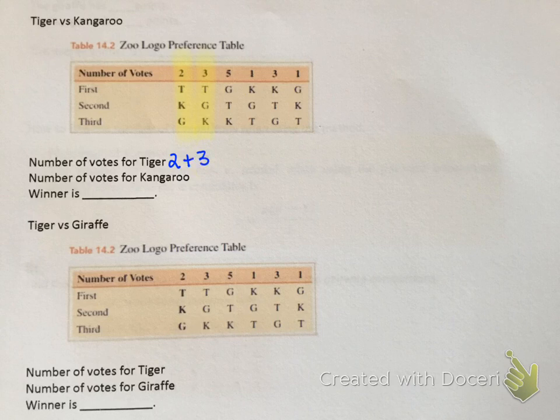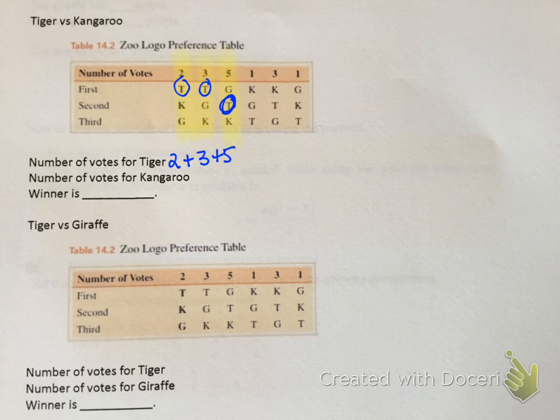And then I'm going to look at the next column, which has 5 votes at stake. And I'm looking here, tiger's in second place, whereas kangaroo's in third. So we're looking at that. Tiger wins the vote again. So tiger gets 5. So they don't have to be in first place to win the vote. They just have to have a higher ranking.